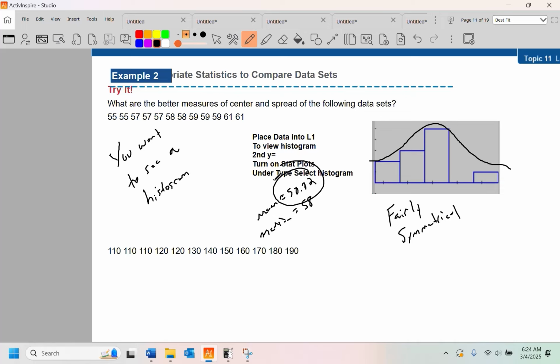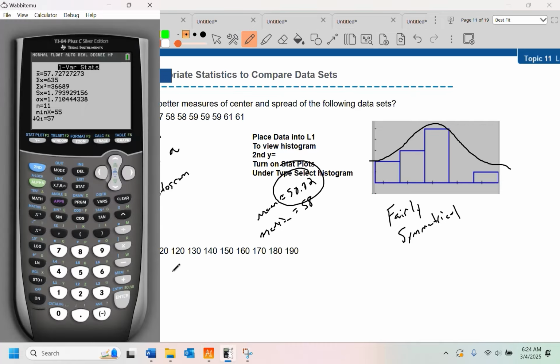There's a reason for that, and it may not be clear to you as to why we would do that, but this thing would be something we could apply properties of the normal curve to. So I would go with the mean on this. This is fairly symmetrical. I would go with the mean. All right, let's take a look at the next one.